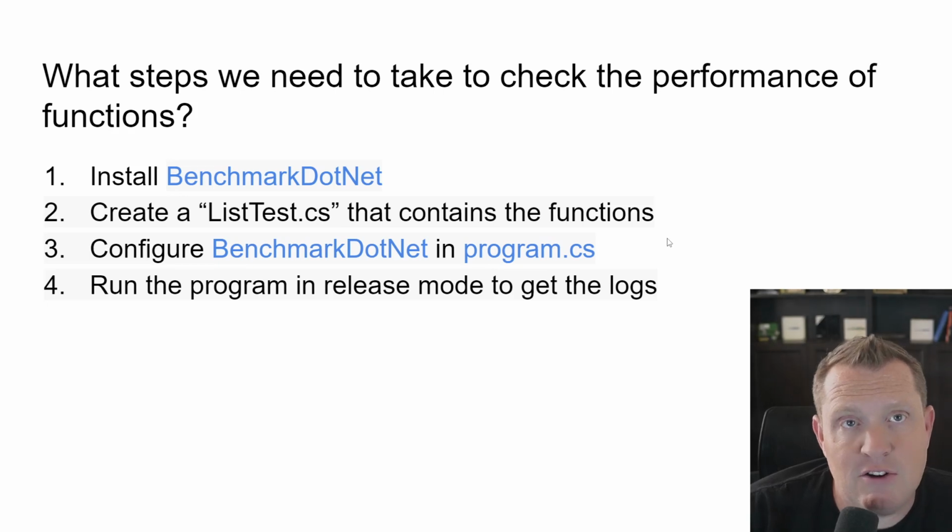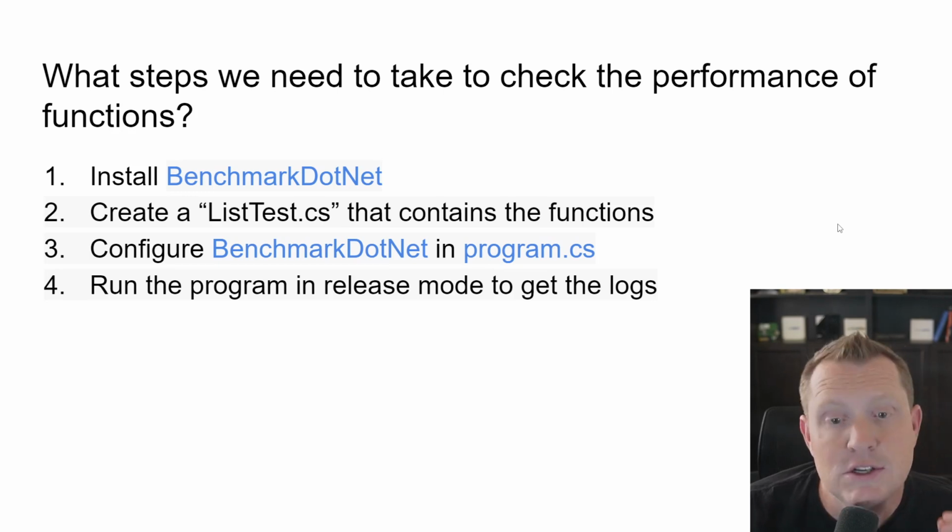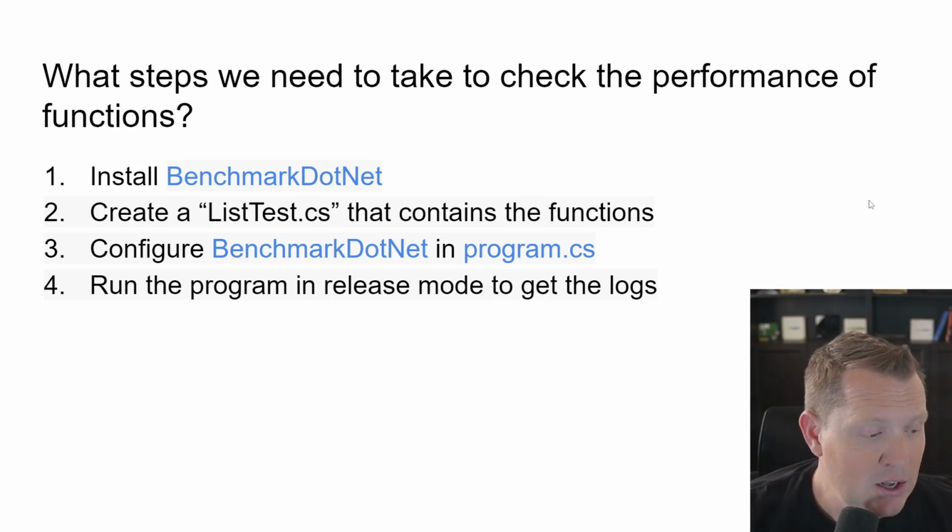First of all, you need to install the BenchmarkDotNet NuGet package. Next, you want to create a ListTest.cs that contains the function. Then we're going to configure BenchmarkDotNet in Program.cs, and then we're going to run the program in release mode. Normally we run this stuff in debug mode. Today we're going to run in release mode. That's a huge piece.